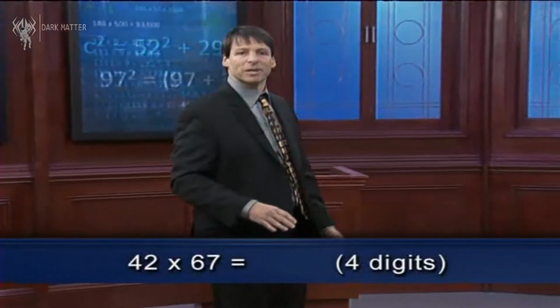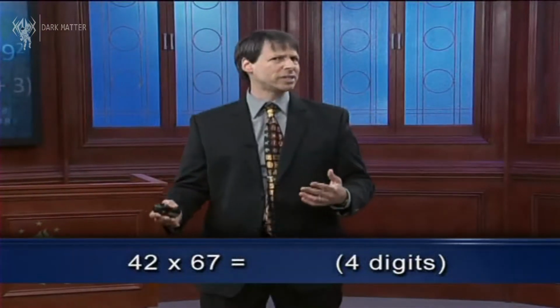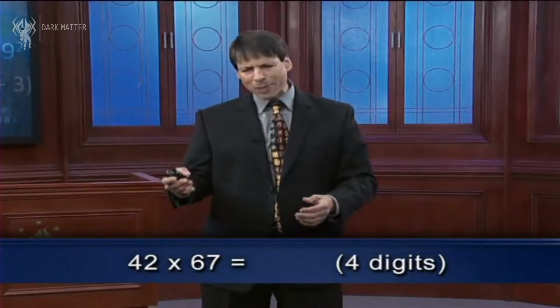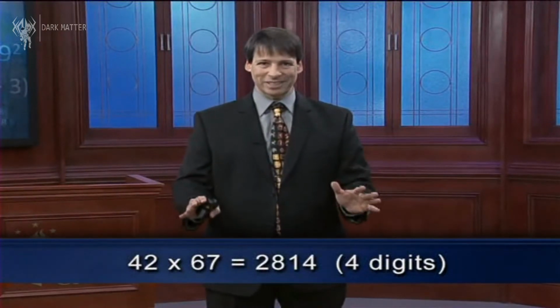For a better estimate of the answer to 42 times 67, we'd round both numbers to the nearest multiple of 10. So 42 times 67, in your head you might say, well, that's about 40 times 70, which is 2,800. The exact answer is 2,814. Okay, you tell me, if we multiply a 3-digit number times a 5-digit number, then the answer will have how many digits? 8 or 7.